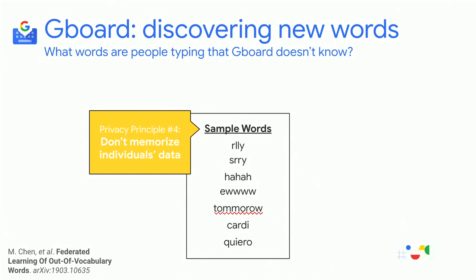This also brings us to our fourth privacy principle, which is don't memorize individuals' data. We're careful in this case to use only models aggregated over lots of users and trained only on out-of-vocabulary words that have a particular flavor, such as not having a sequence of digits. We definitely don't want Gboard to be able to memorize, in the model we've trained with federated learning, someone's credit card number. And we're looking further at techniques that can provide other kinds of even stronger and more provable privacy properties.